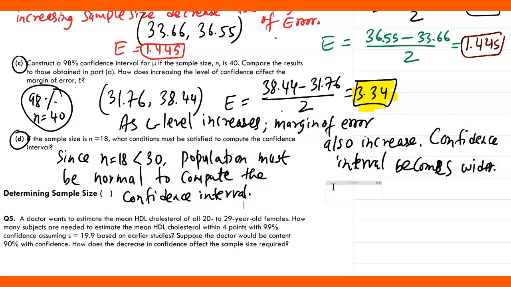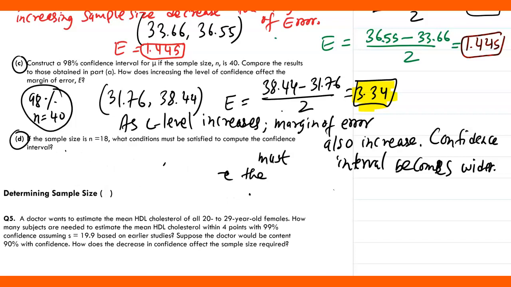Make sense? Okay, now the last question here, determining sample size. I'm going to erase this one here, and we have just one formula here. The formula is n equals z alpha over 2 times s, which is the sample standard deviation, over e, to the power of 2.